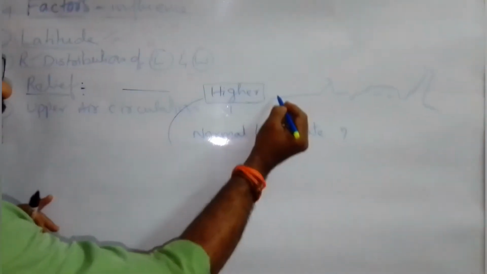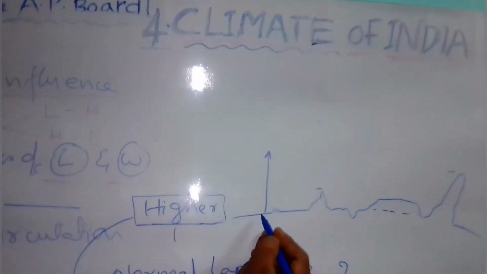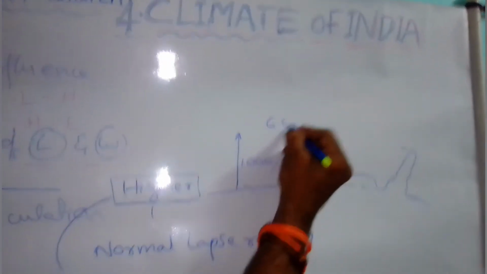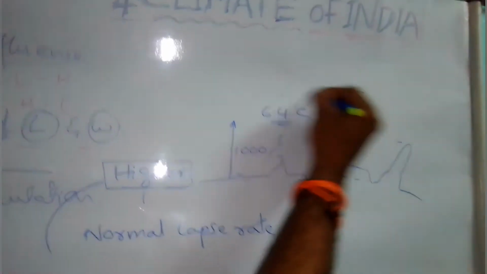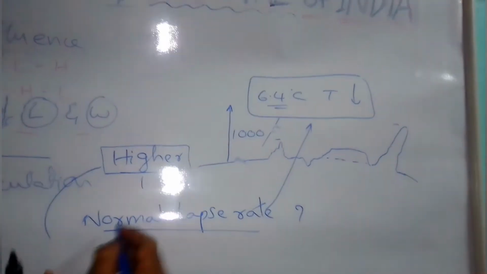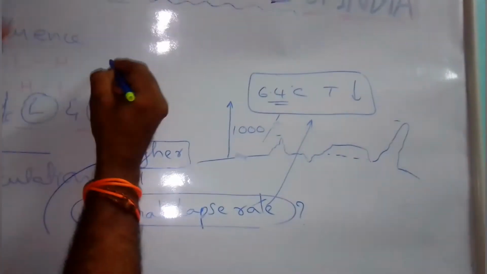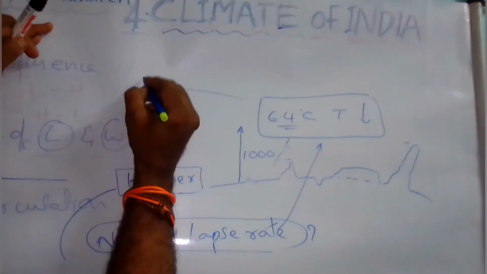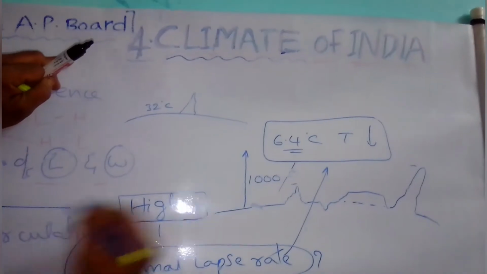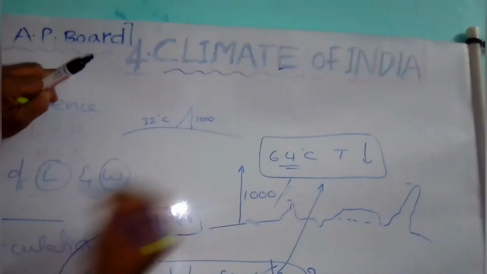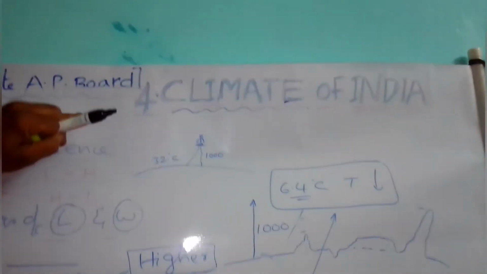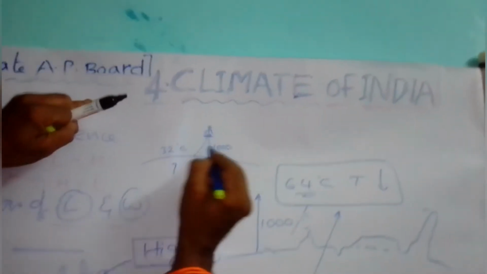Suppose this is the surface of the earth, and as we move upward, for every 1000 meters, the temperature decreases by 6.4 degrees Celsius. So this is called the normal lapse rate. According to this principle, suppose the surface of the earth at a place has a temperature of 32 degrees Celsius. Suppose we identify a mountain with a height of 1000 meters, and a person standing on top of the mountain experiences a temperature where we have to subtract here.